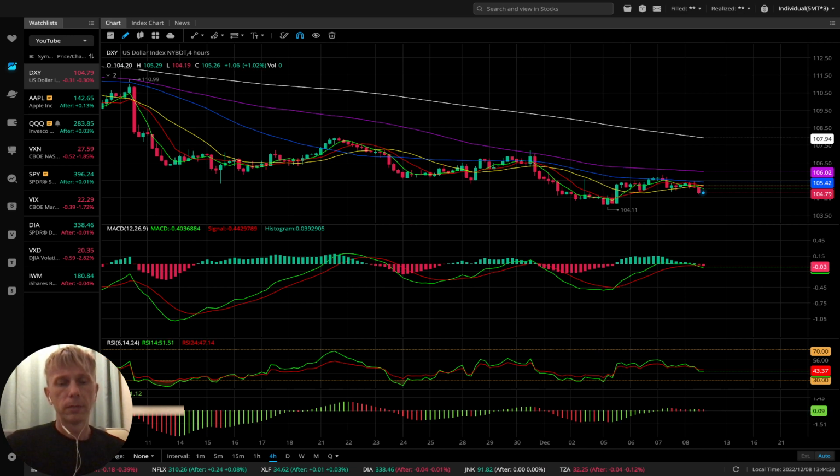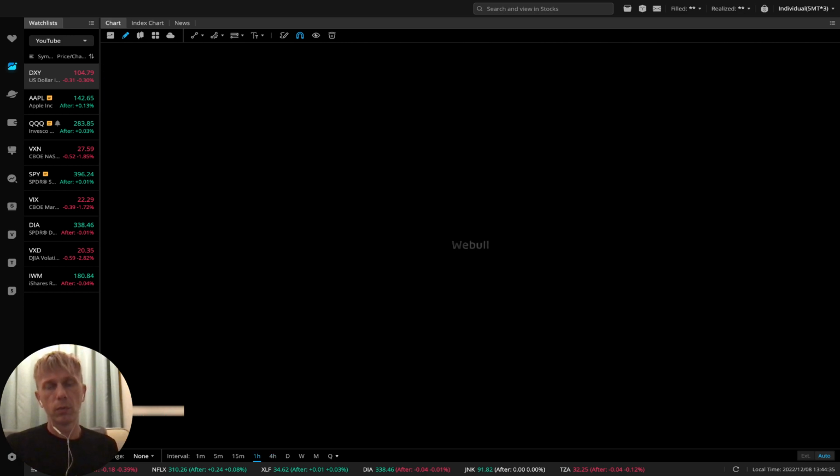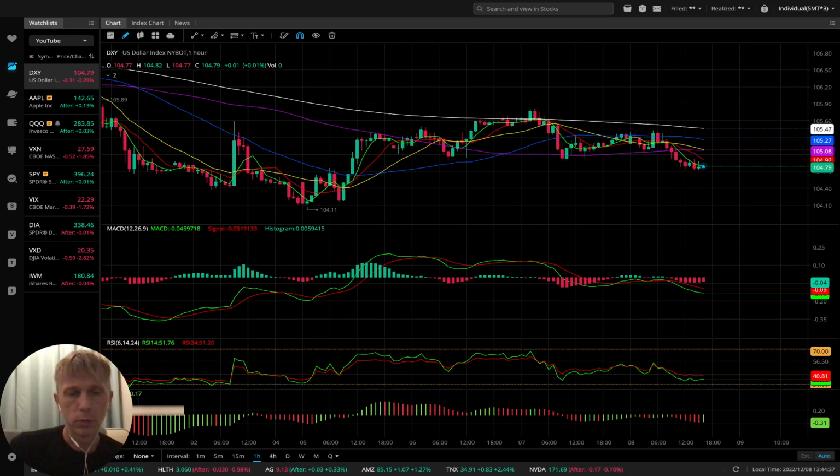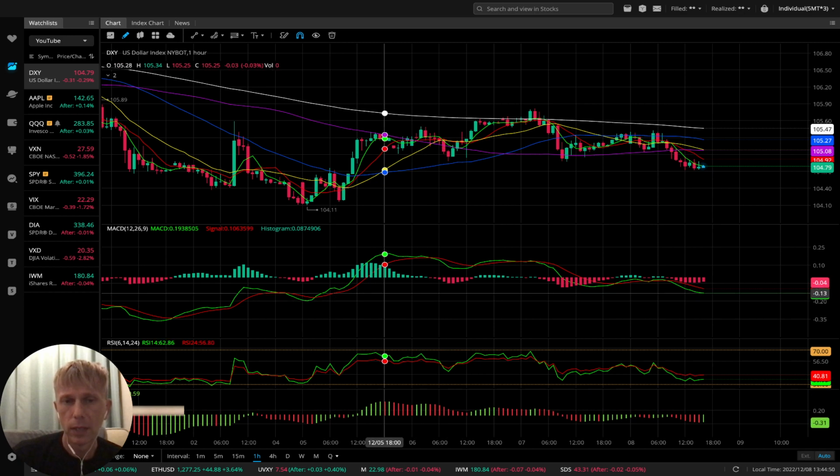On 4 hours, it's a bearish trend signal, but bullish divergence. Dollar wants to go bullish. That's why it's kind of a bullish trap for indexes. But we will do a summary. Let's continue to do the daily review.